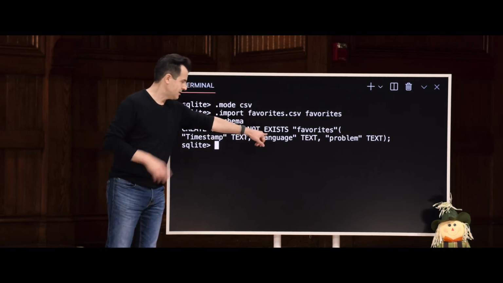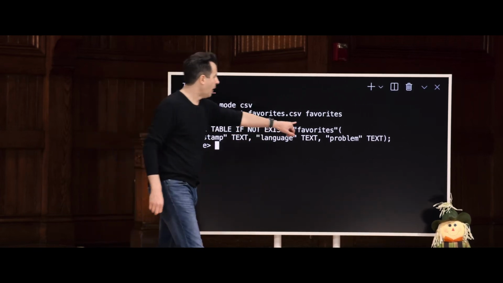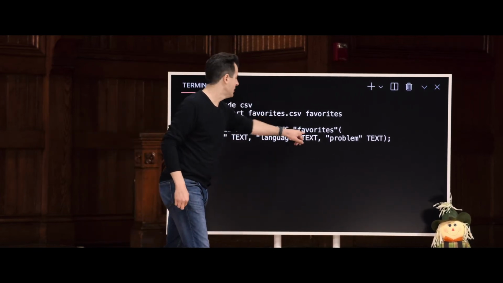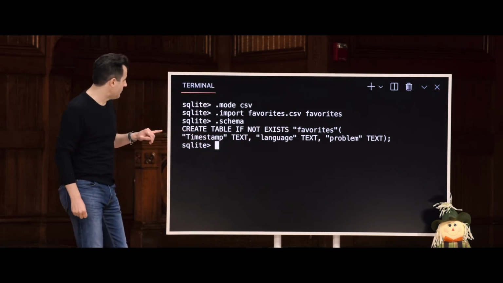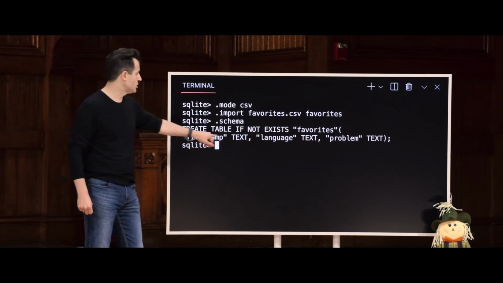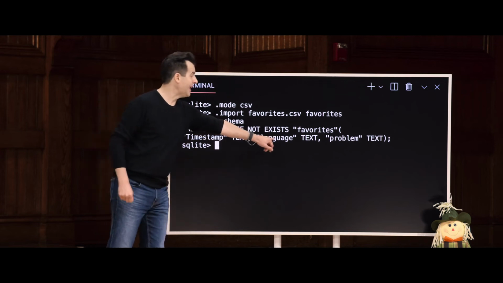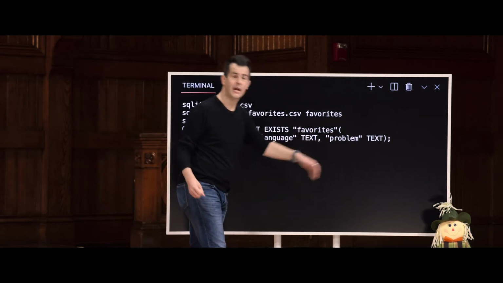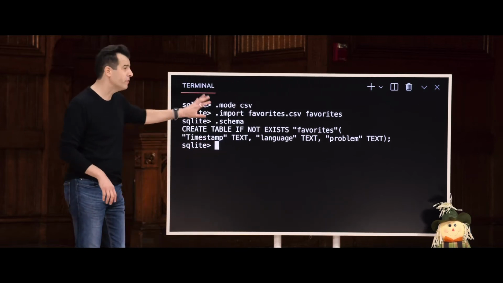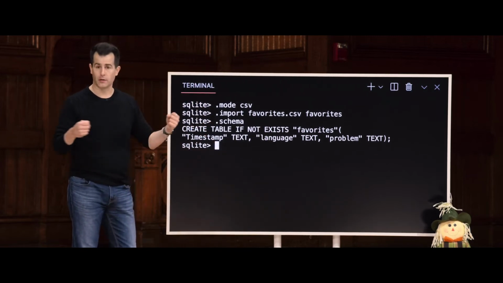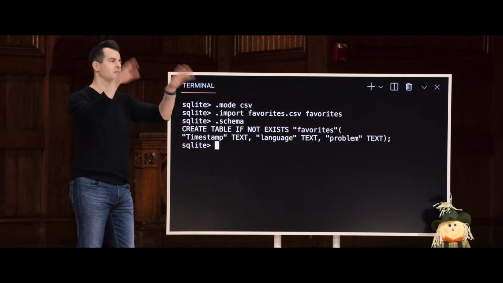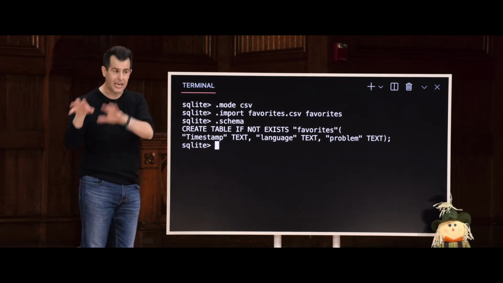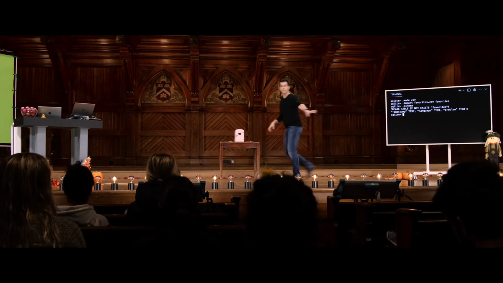If it doesn't exist, even though it's more terse than that, I want to create a table called favorites. And then the columns for that table are going to be timestamp, which is going to be text, comma, language, which is also going to be text, comma, problem, which is also going to be text. That was just inferred very trivially by the dot import command to just figure out that, yes, just give me a 3-column database table based on the Google form.